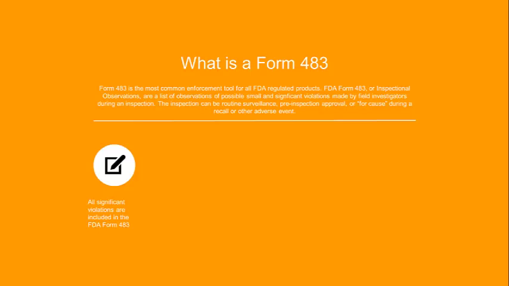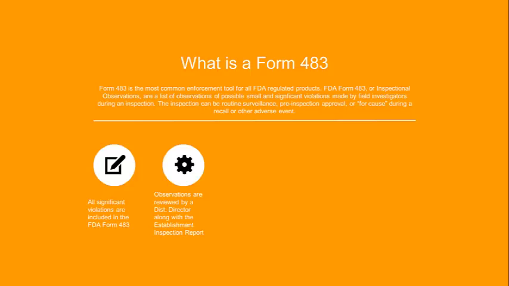This inspection can be routine surveillance, it can be a pre-inspection approval for devices, it can be domestic and foreign, and it can also be for cause, meaning that the FDA has a belief that either this facility or a supplier or some component related to this facility is involved in a recall, an adverse event, or some other complaint that would require the FDA to come and investigate.